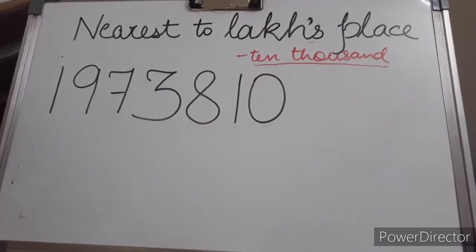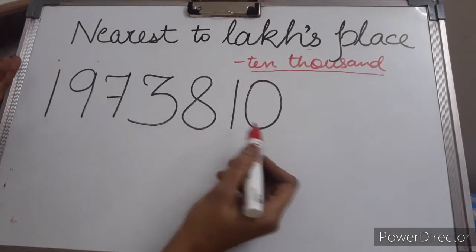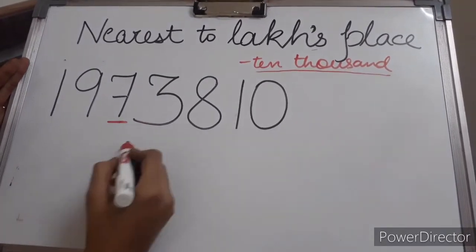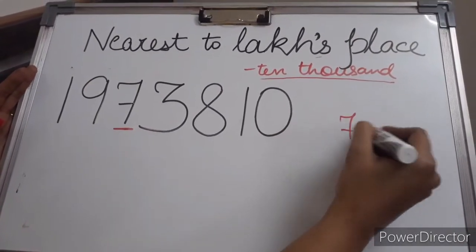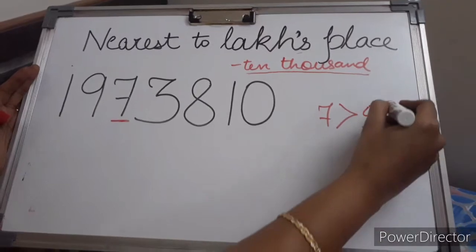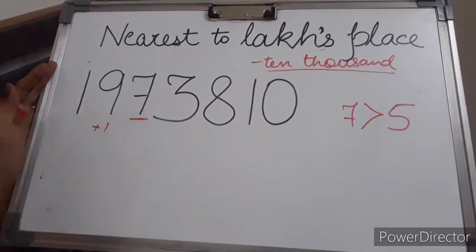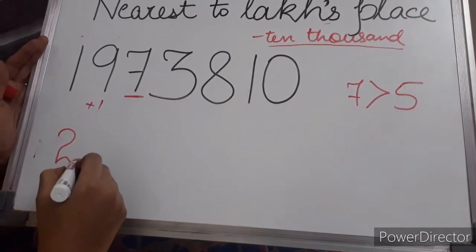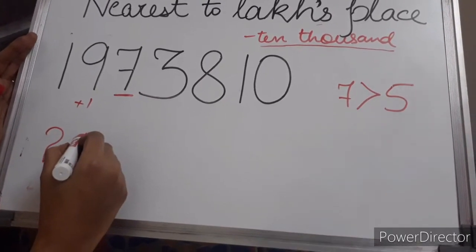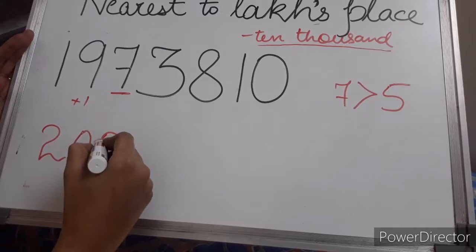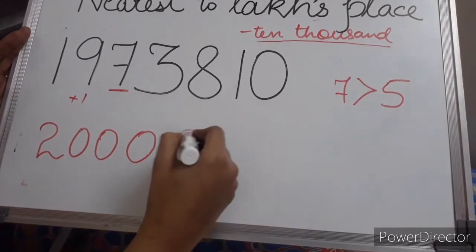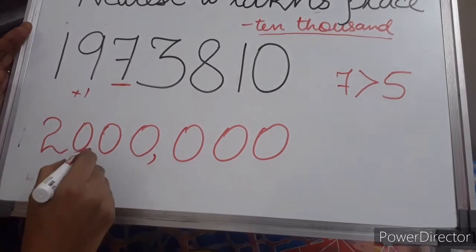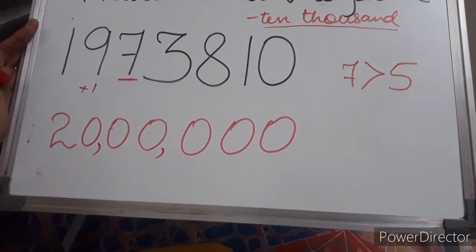Again we have to be very careful and check. Ones, tens, 100, 1000 and 10,000. Here 7 is greater than 5. Again we have to follow the same methodology of adding 1. So our number will become 2, 0, 19 plus 1 is 20, and then followed by the subsequent zeros. The number becomes 20 lakhs.